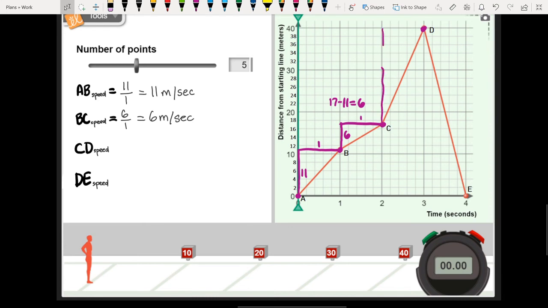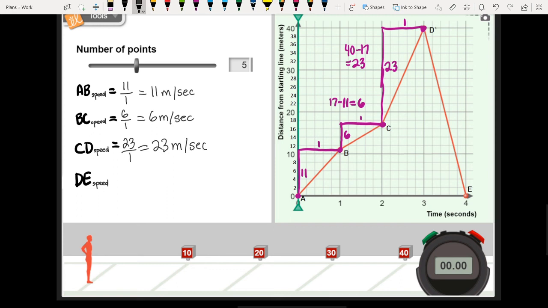We go up and we go over. And here we were at 2, 17 and we went up to 40. What's the difference between 40 and 17? 40 minus 17 and we get 23. We went from 2 to 3, that gives us a difference of 1. So we get 23 over 1, which equals 23 meters per second.